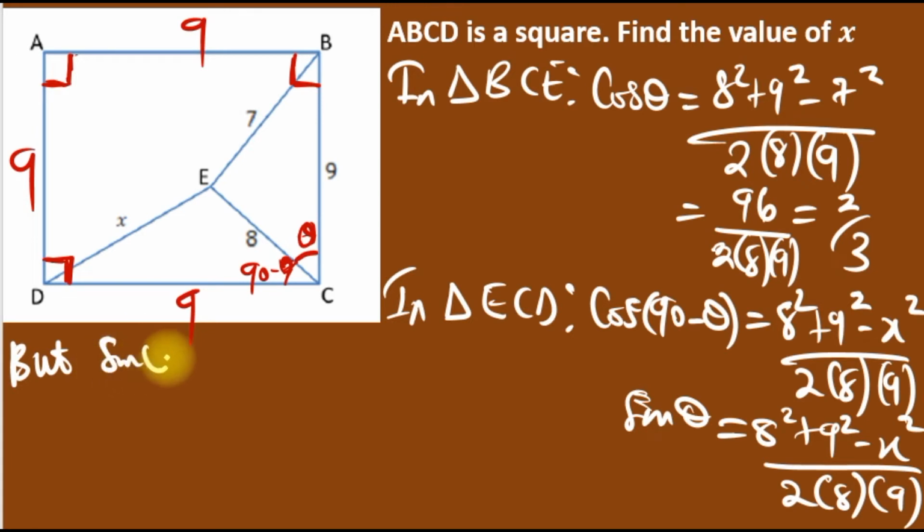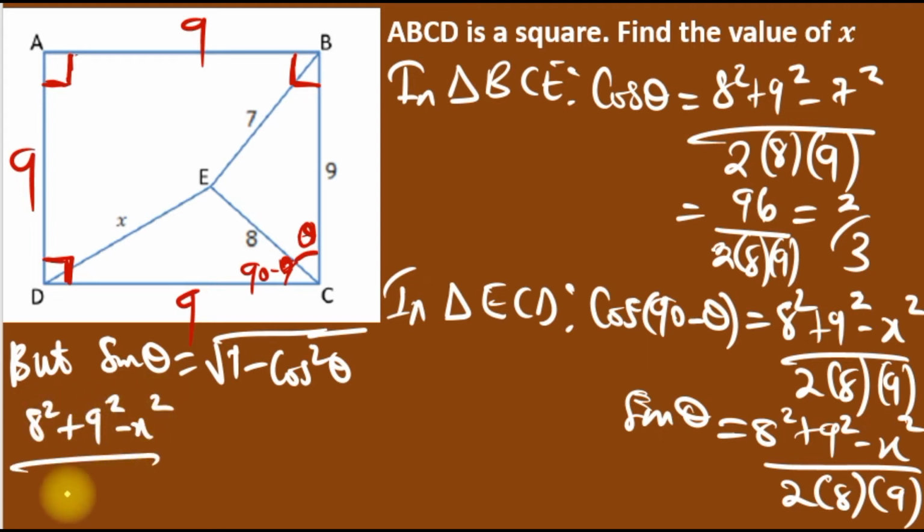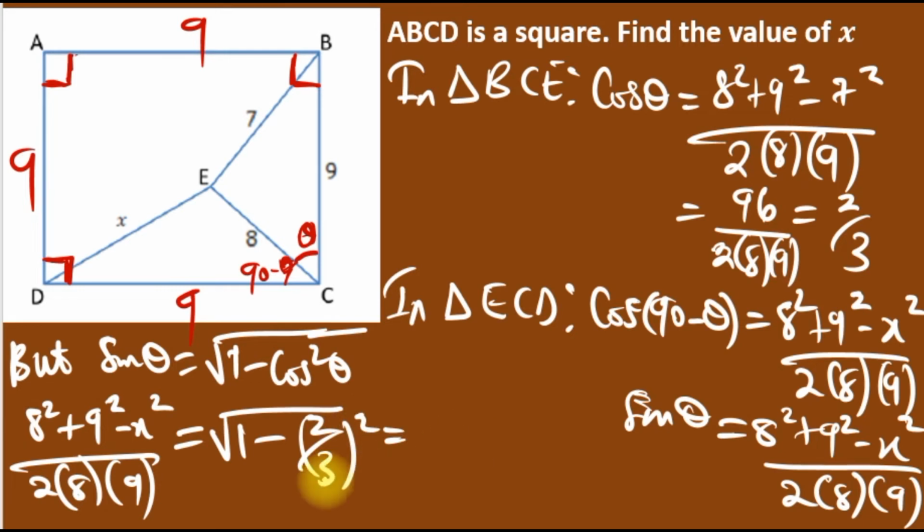Do you remember that sine theta is the square root of 1 minus cos squared theta? Yes, the Pythagorean identity. So sine theta is all this, which is 8 squared plus 9 squared minus x squared over 2 times 8 times 9, which is equal to the square root of 1 minus, we've gotten cos theta as 2 over 3, so 2 over 3 all squared. This is the square root of 1 minus 4 over 9, which is the square root of 5 over 9, which is root 5 over 3.